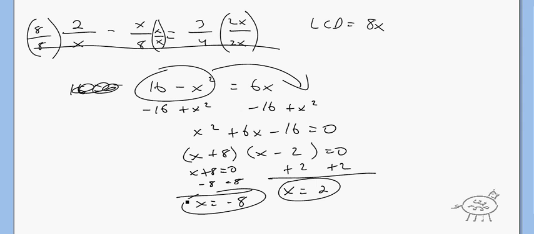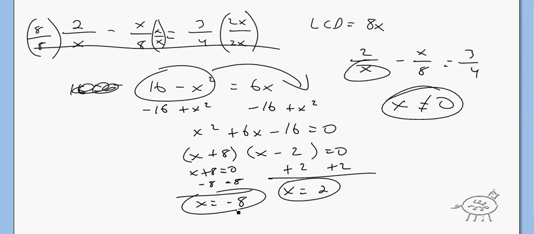What can't x be? Well, again, it's kind of hard to read that, but it was 2 over x minus x over 8 equals 3/4. The only thing I have to look at is this guy right here, and x can't be 0. Are we good to go? Yep. Answers are negative 8 and 2. Okay? Not too bad. Okay, I got two more examples, and then we're done.